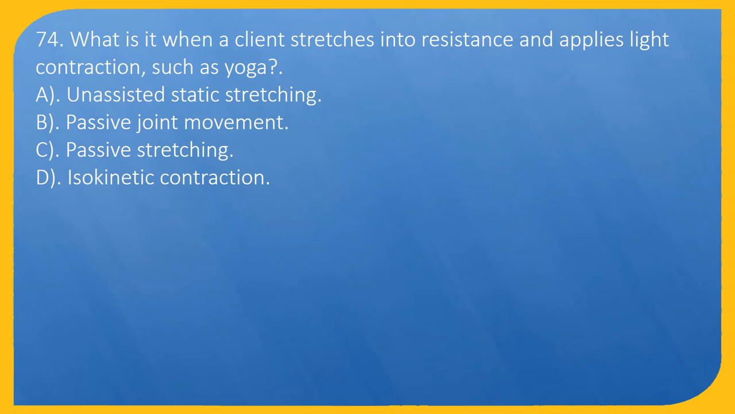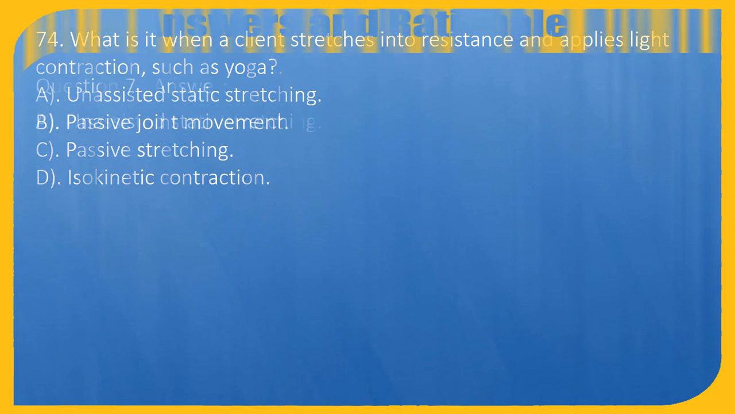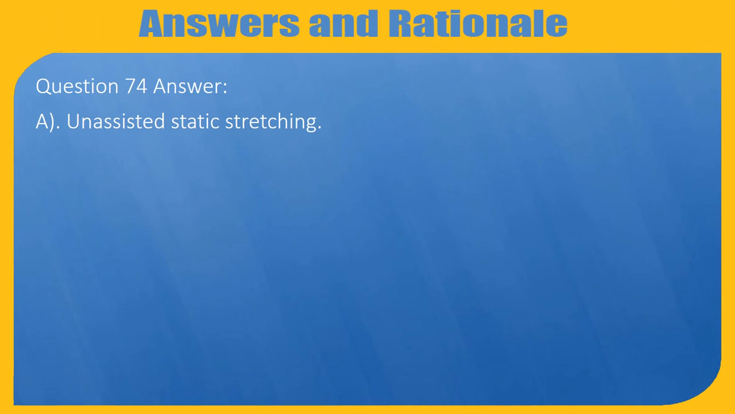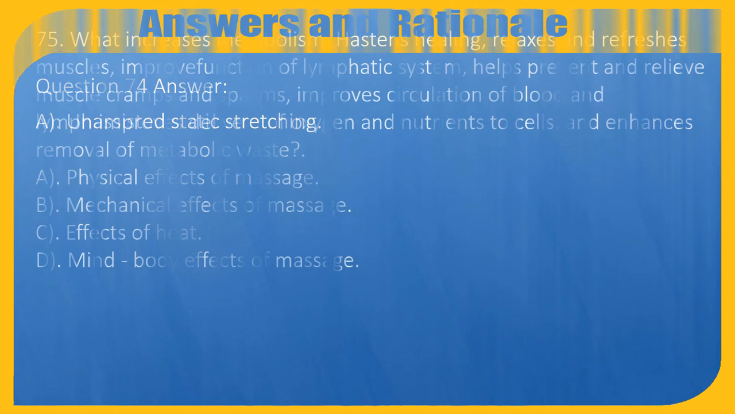Question 74. What is it when a client stretches into resistance and applies light contraction, such as yoga? A. Unassisted static stretching. B. Passive joint movement. C. Passive stretching. D. Isokinetic contraction. Question 74 Answer: A. Unassisted static stretching.